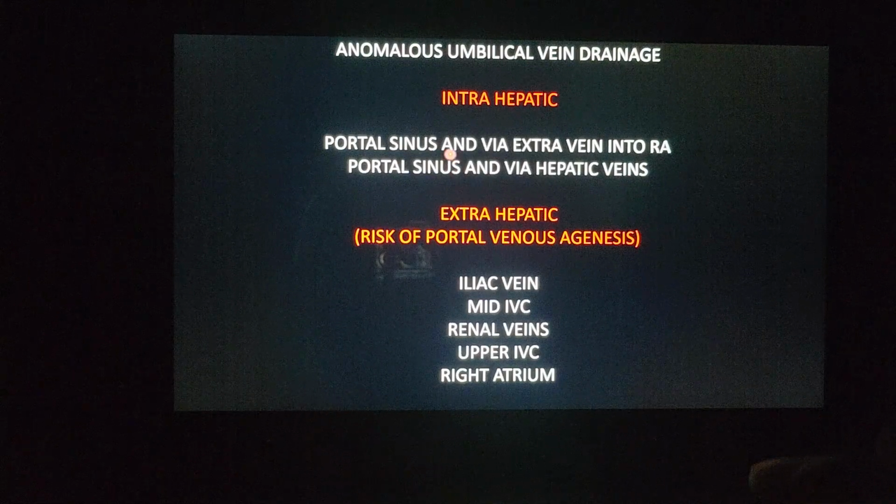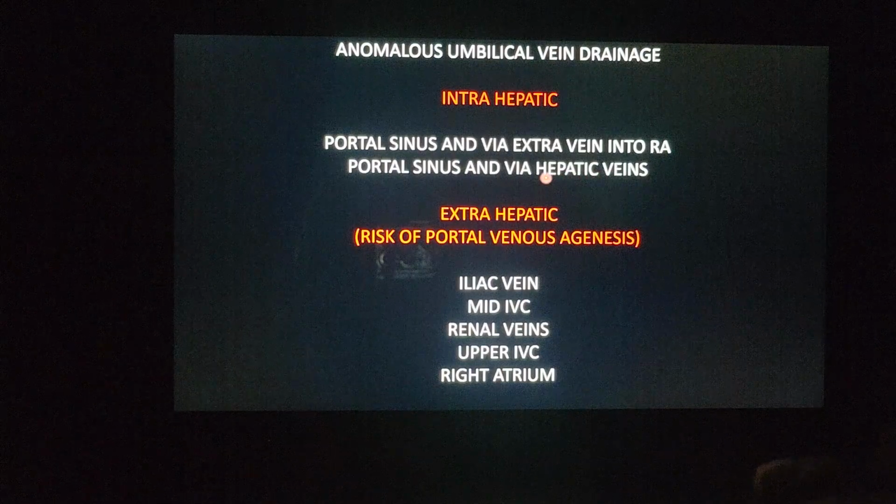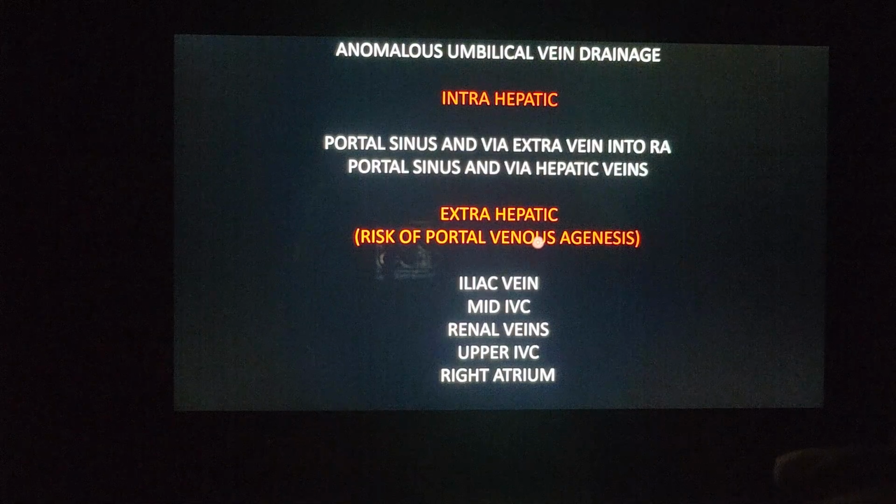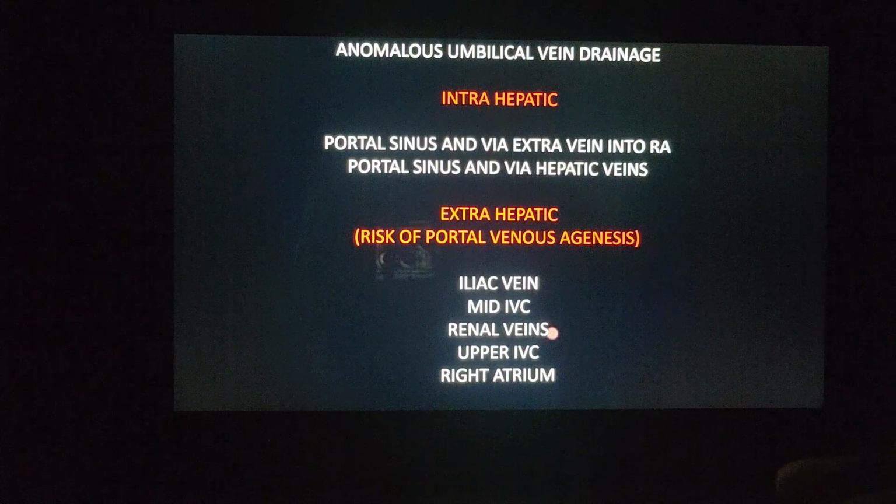But from the portal sinus, it can go into the right atrium via an extra vein, or it can go into the hepatic veins via an extra vein. So this is an intrahepatic anomalous umbilical venous drainage. In the extrahepatic drainage, the umbilical vein can directly go into iliac veins, into the mid IVC, renal veins, upper IVC, or right atrium or coronary sinus.